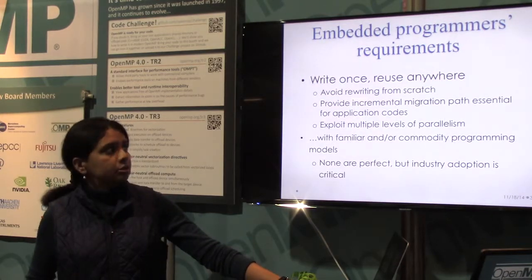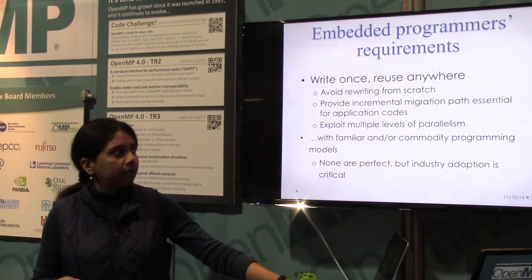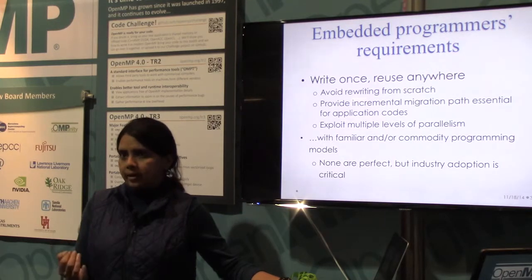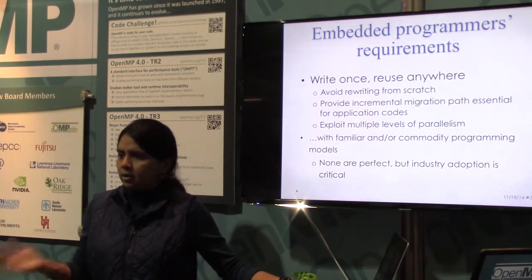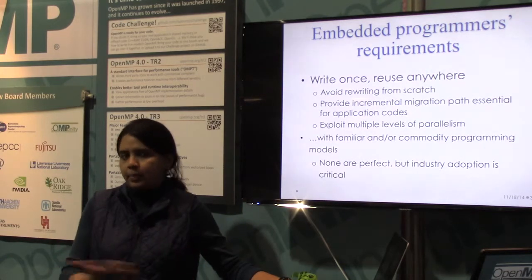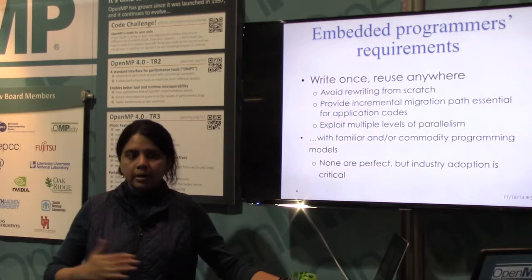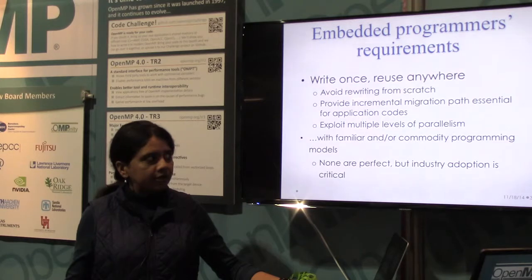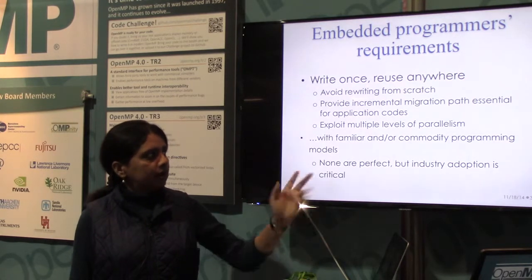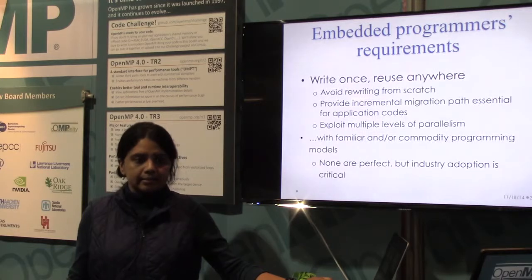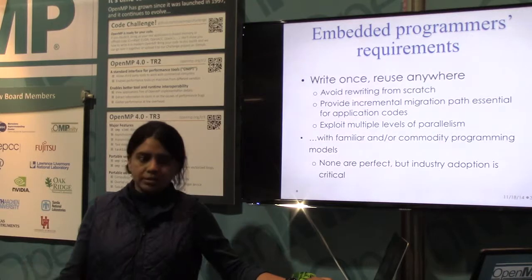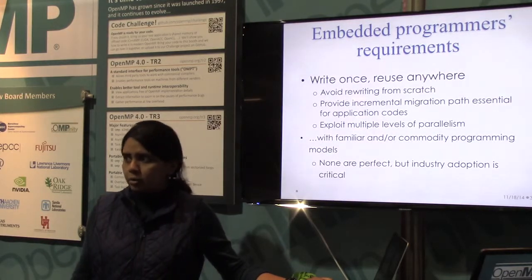So you want to avoid rewriting programs from scratch, and you want to provide an incremental migration path, essential for application codes, and that's where OpenMP comes into the picture. You insert a couple of directives, you get X number of speedup, you're like, well, I can do better. You go back and redo your directives, you plug in better directives, and it does perform well. So you want to incrementally improve the performance of your code and exploit multiple levels of parallelism, be it functional level or loop level, with familiar commodity programming models. And like I said, there is no one universal programming model out there. There are multiple of them, and that's where the industry standards become more and more important and crucial.